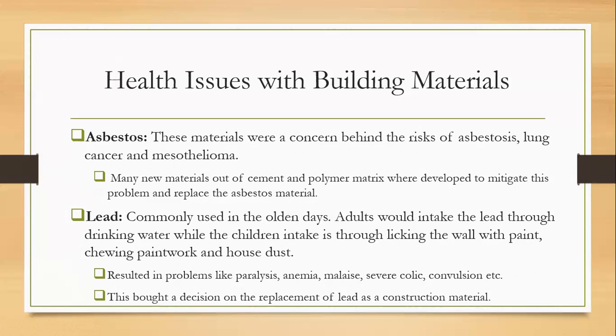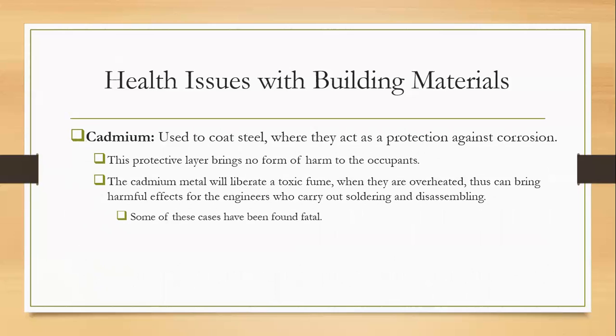So this resulted in problems like paralysis, anemia, malaise, or a general feeling of being unwell, severe colic, convulsion, etc. And these circumstances brought about a decision on the replacement of lead as a construction material, so it's not used as much anymore. Then there's cadmium, exposure to cadmium.